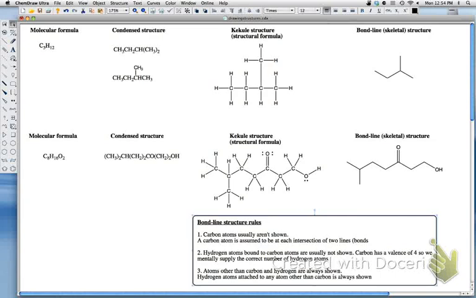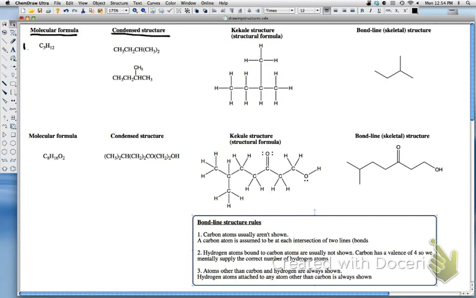Okay, in this video we're going to talk about converting between different types of structures. Looking at the screen, I've included the molecular formula. We have two examples. The first example starts with C5H12. With a molecular formula we don't get any structural information, so that's not very useful for us, but it does provide the number of atoms in our structures. So we'll really start with the condensed structure first.